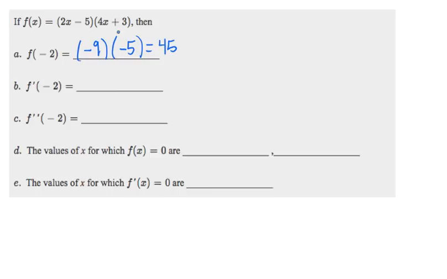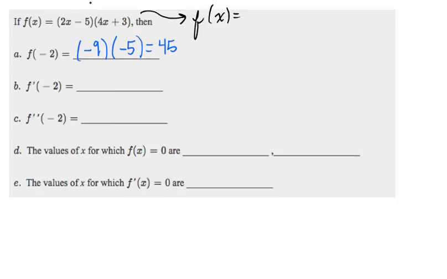Then for f prime of negative 2, well, before you can find f prime of negative 2, you need to find f prime of x. So there's two ways. You could use the product rule with it as it's written, but it would really be a lot easier if you just FOIL first before we differentiate, because then we can just use the power rule.